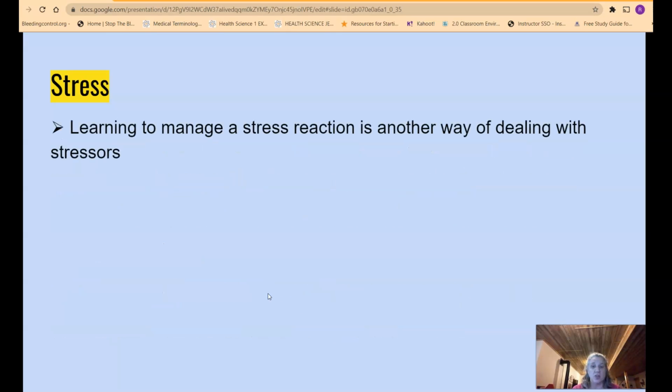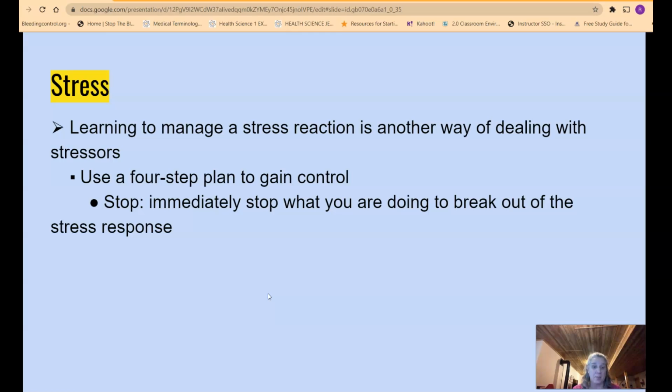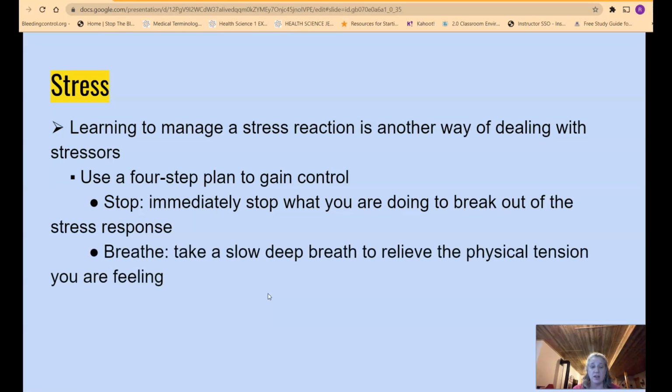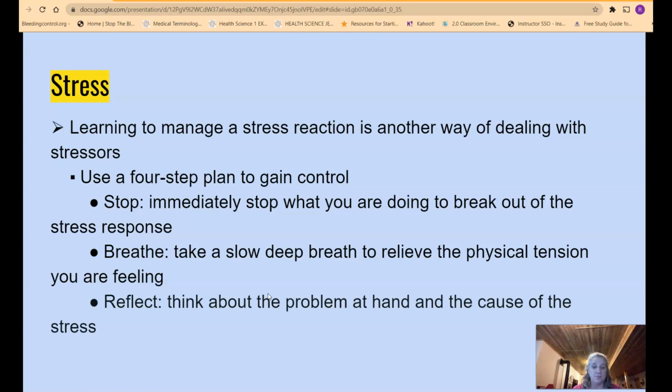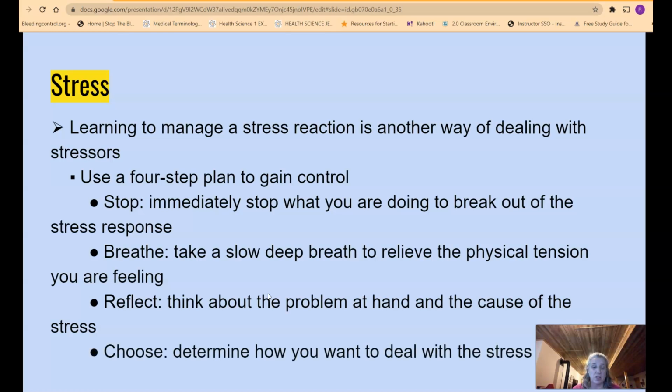Learning to manage a stress reaction is another way of dealing with stressors. Use a 4-step plan to gain control. 1. Stop. Immediately stop what you're doing to break out of the stress response. 2. Breathe. Take a slow, deep breath to relieve the physical tension you are feeling. 3. Reflect. Think about the problem at hand and the cause of the stress. 4. Choose. Determine how you want to deal with the stress.